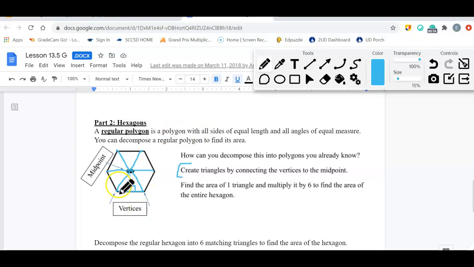How we find the area of the hexagon would be finding the area of one triangle. Area of a triangle equals base times height divided by 2. That's how we would find the area of one triangle. Then we're going to multiply that by 1, 2, 3, 4, 5, well, I'm sorry, 1, 2, 3, 4, 5, 6. Multiply that by 6 triangles. That is going to equal the area of the hexagon.